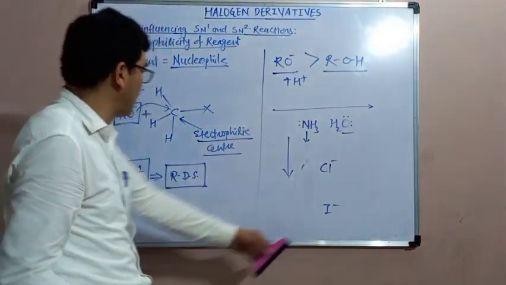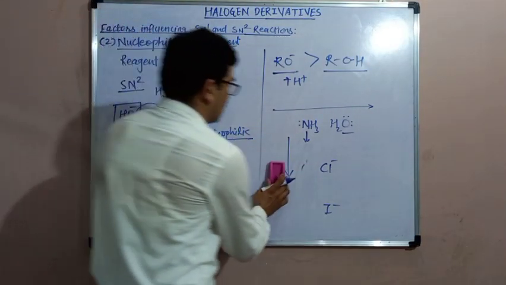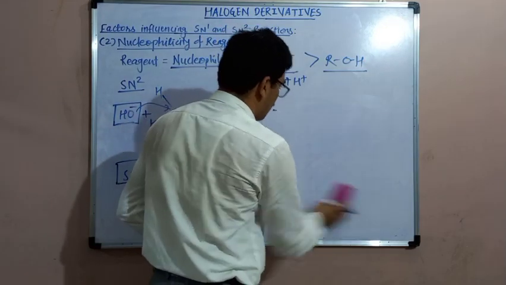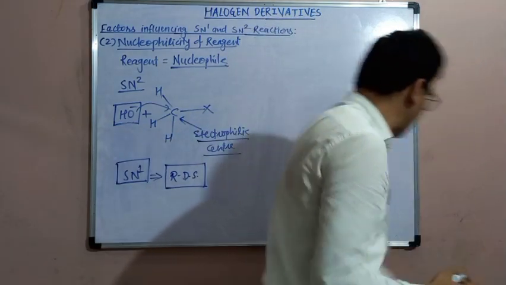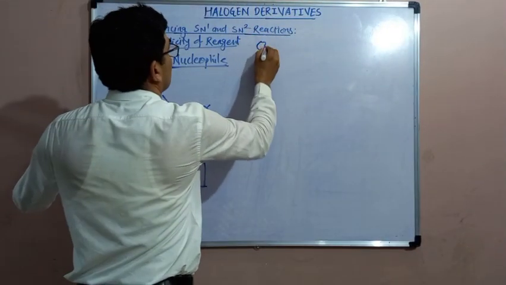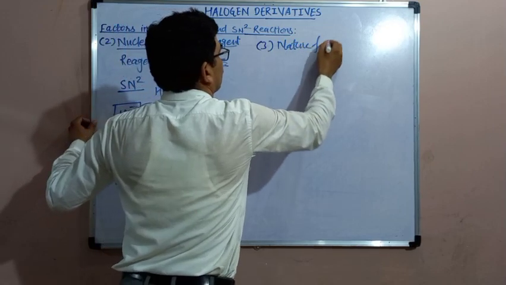Nucleophilicity affects the rate of the SN2 reaction, but the rate of the SN1 reaction is independent of nucleophilicity. The next important factor which affects the SN1 and SN2 reactions is the nature of the solvent.